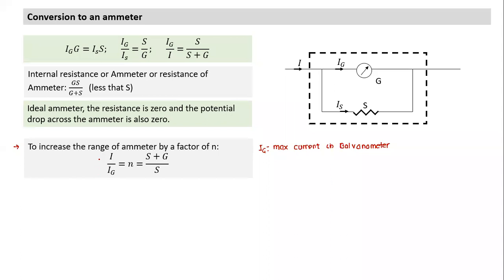So if I want to increase the range of the ammeter by a factor of n, then this is the current being measured, and this was the maximum current which could have been measured without a shunt. So I by Ig is equal to n.